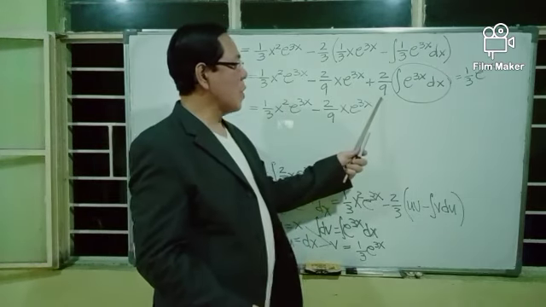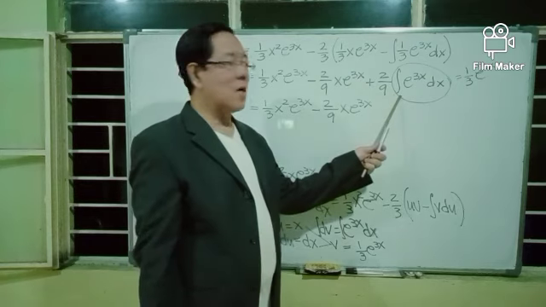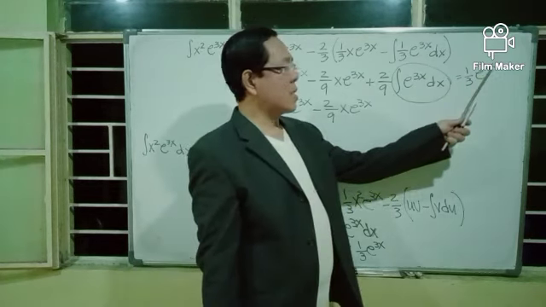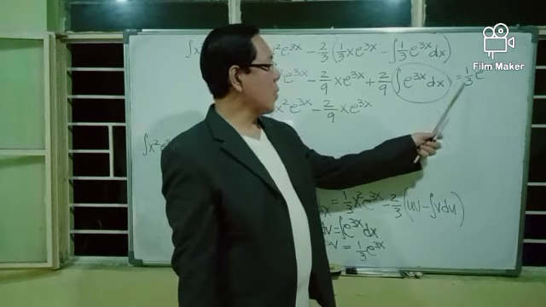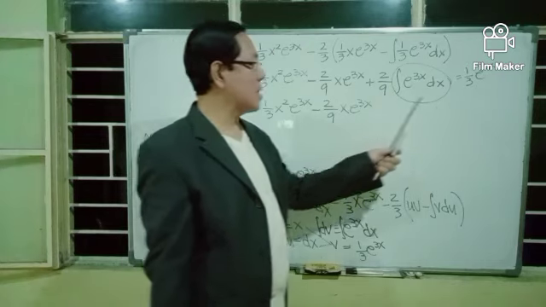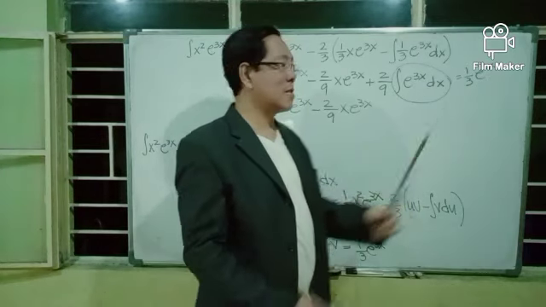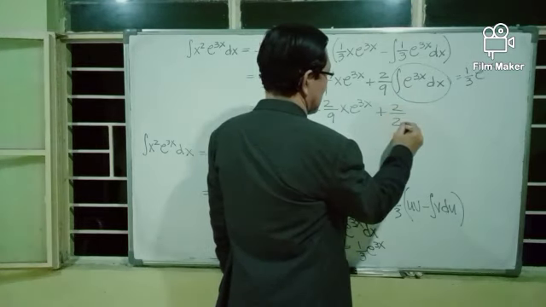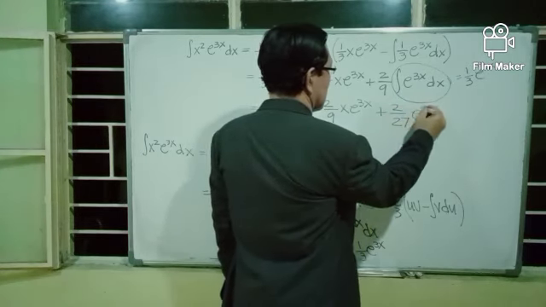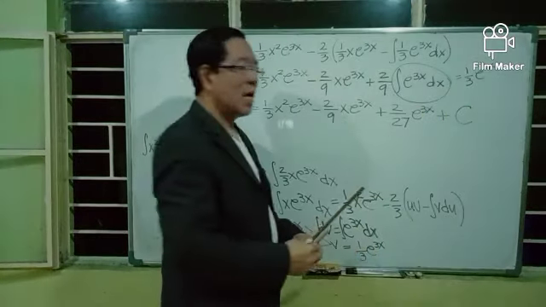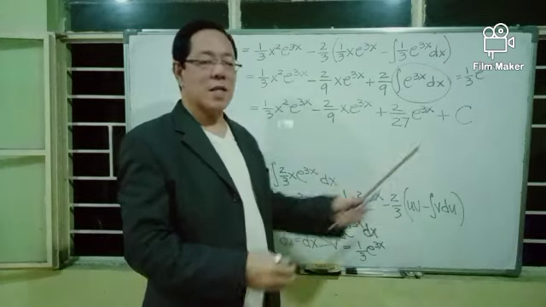And we have 2 over 9 times the integral of e to the 3x dx is 1/3 e to the 3x. We multiply 1/3 by 2 over 9, that's 2 over 27 times e to the 3x. Plus the constant of integration.